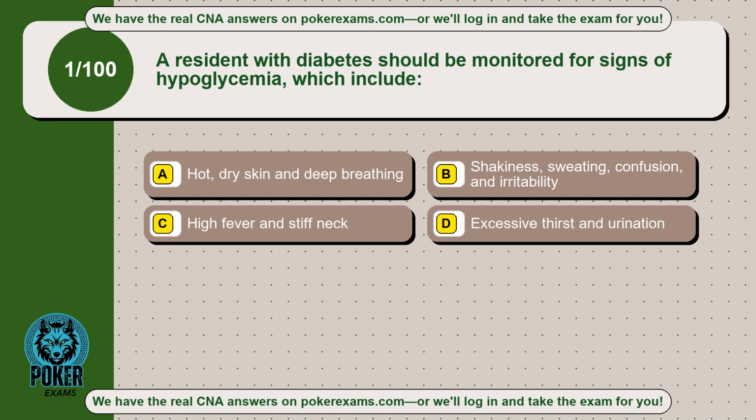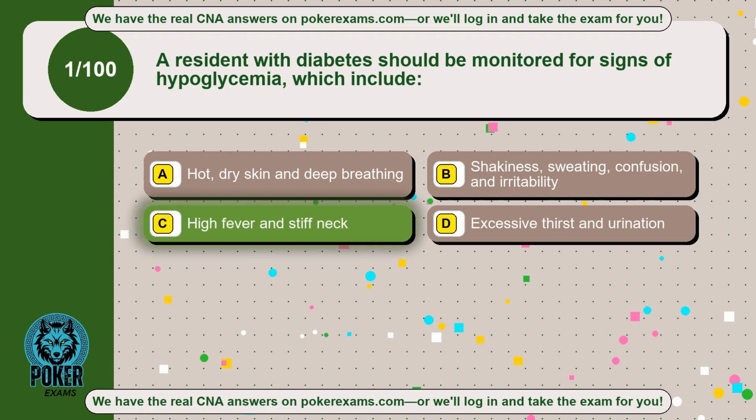Question 1. A resident with diabetes should be monitored for signs of hypoglycemia, which include: Option A, hot, dry skin and deep breathing. Option B, shakiness, sweating, confusion, and irritability. Option C, high fever and stiff neck. Option D, excessive thirst and urination.